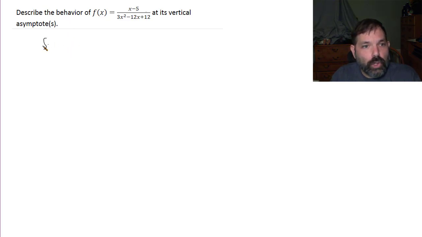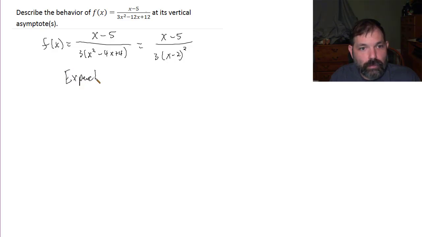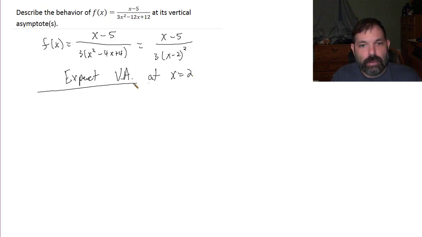All right, so the function can be written, leave the numerator alone as x minus 5. And let's see, that's 3 times x squared minus 4x plus 4, and that denominator factors further. That's x minus 5 over 3 times x minus 2 squared. That's a perfect square trinomial factoring as x minus 2 squared. So there's only one value of concern. The concerning value is x equals 2. I expect a vertical asymptote at x equals 2. Let's see what happens at that.